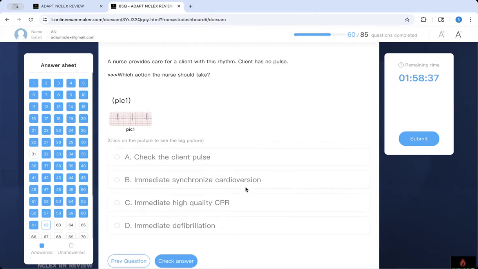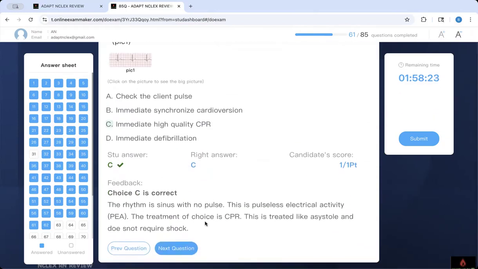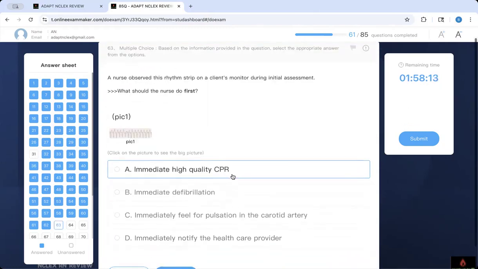You don't synchronize cardioversion because there's no rhythm to synchronize cardioversion. This is a fake rhythm. You don't defibrillate because the heart is not pumping. You need to start CPR. So that's what you do for PEA asystole. It's a non-shockable rhythm. So write it down. PEA, non-shockable rhythm. Now, what should the nurse do first?